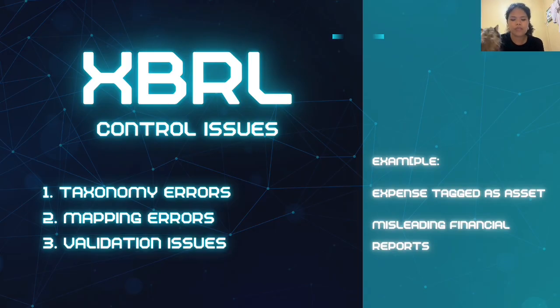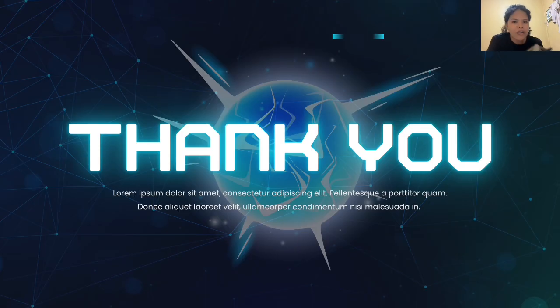However, strong controls over the financial reporting systems are essential to ensure that data integrity is maintained, compliance with regulations is met, and the reliability of financial information is preserved. Overall, the combination of advanced technology like XBRL and robust internal controls creates a more efficient and trustworthy financial reporting system. So that's all for our report, guys.